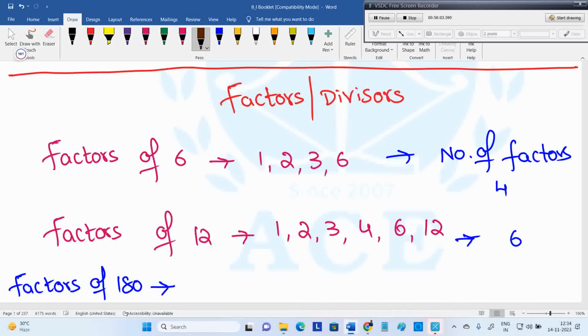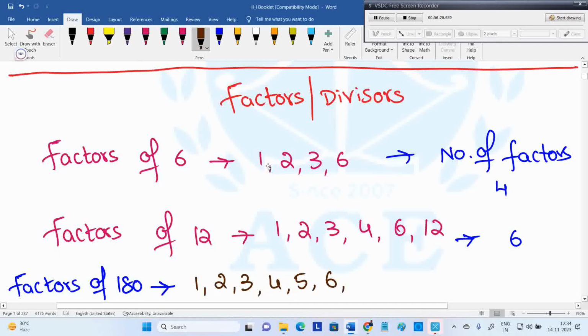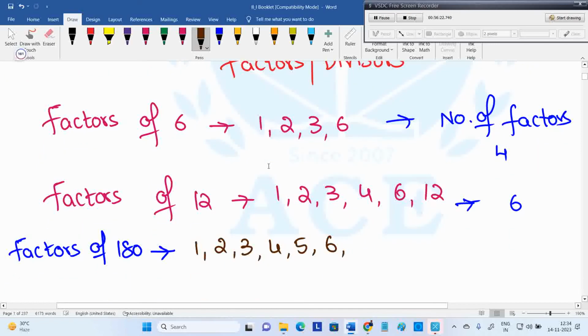Many people will take 2 minutes to solve this question. If you want to write the list of factors of 180 directly, and the second point, you may miss some factors. Let's try, everyone. Which numbers divide 180? 1. Sir, it's divided by 2. It's divided by 3. Divided by 4. Divided by 5. Divided by 6. Yes. Divided by 7? No. Divided by 8? No. Divided by 9? Yes. Divided by 10? Yeah.